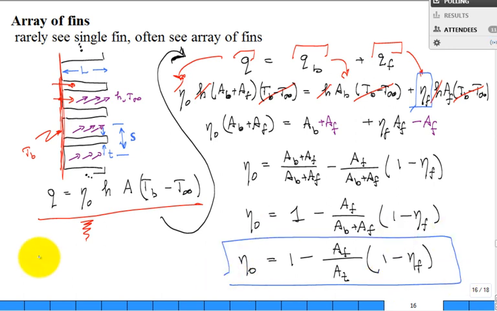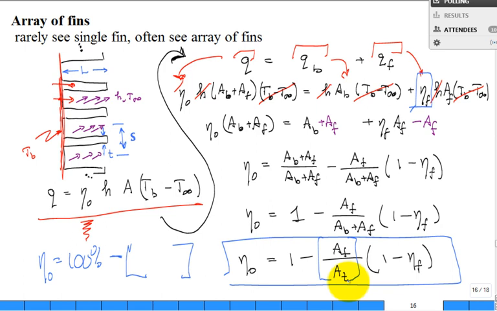You think about it. The overall efficiency is going to start at 100%, and then I'm going to subtract some. It's not going to be over 100. It's going to be less than 100. How much less than 100? Well, this is finishing out the equation. You have the area ratio, A sub F divided by A sub T.